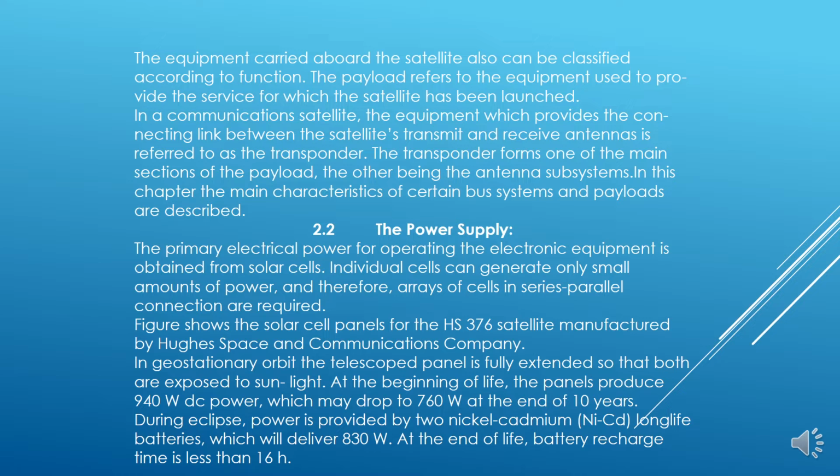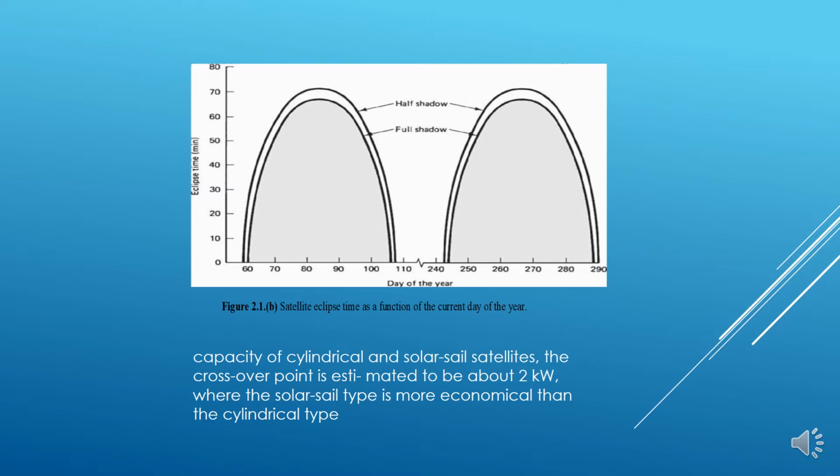In geostationary orbit, the telescoped panel is fully extended so that both are exposed to sunlight. At the beginning of life, the panels produce 940 watts DC power, which may drop to 760 watts at the end of the 10 years. During eclipse, power is provided by the two nickel cadmium (NiCd) long life batteries, which will deliver 830 watts at the end of the life. Battery recharge time is less than 60 hours.